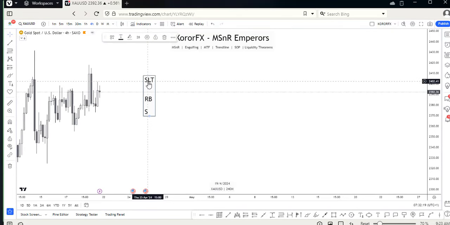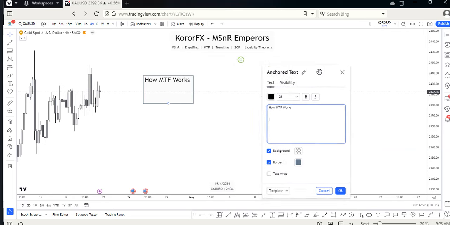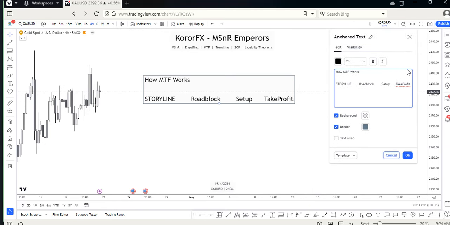Good. So what we want right now is how MTF works, okay? For the first thing we have to think about, we must have rejection. Let us say storyline number one, storyline. If we got a storyline, which time frame will we use for a roadblock? And which time frame will we use for setup? And which time frame should we use for take profit? This is the most important thing when you're using multi-time frames.